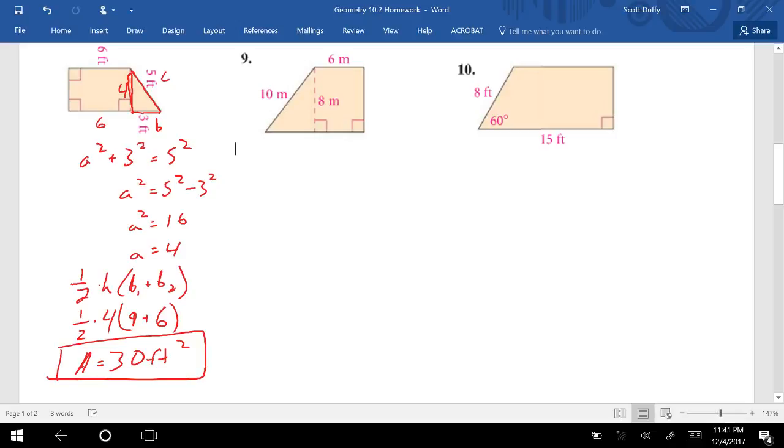Cool. So number 9, we know this is going to be 6. So we have one base up here, we have the height, but we don't have the full second base. Now we realize this is a right triangle. This would be our C side, this would be our B, and this is an unknown A. So I'm going to say A squared plus B, which is 8 squared, is equal to 10 squared. A squared is equal to 10 squared minus 8 squared. And if you do 10 squared minus 8 squared, you get 36. So A would be 6.